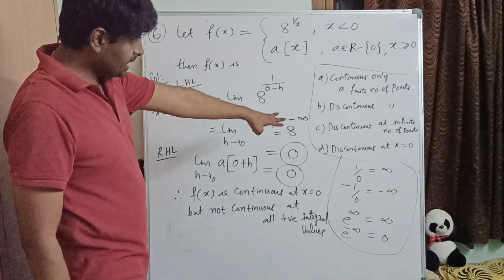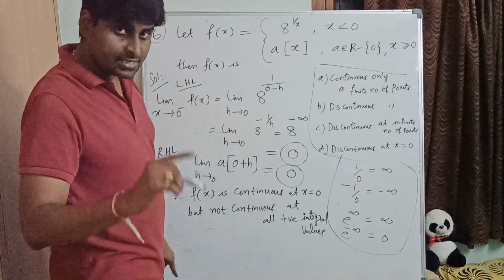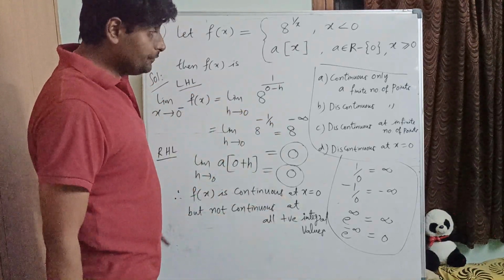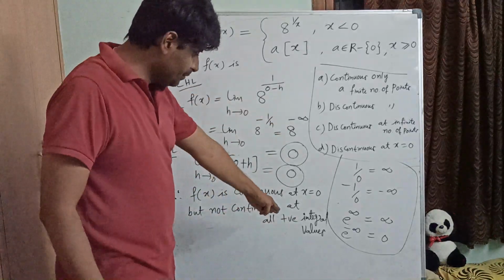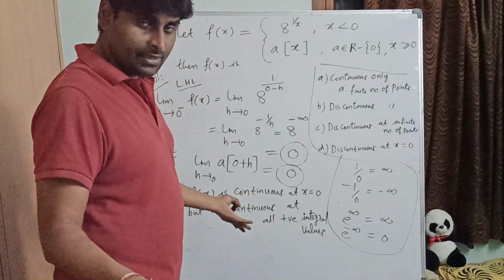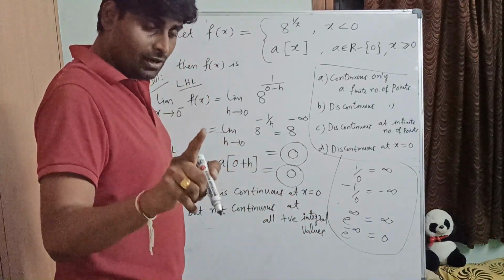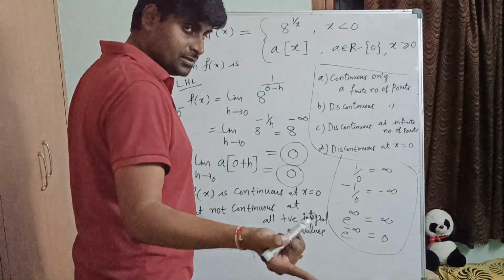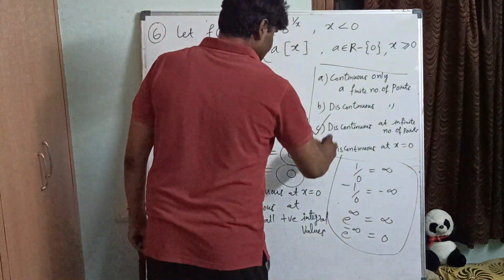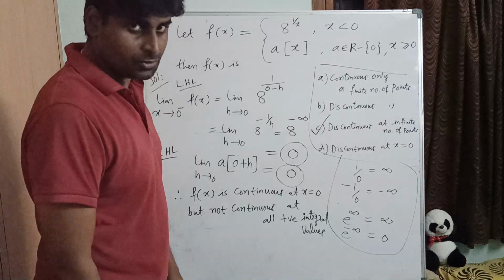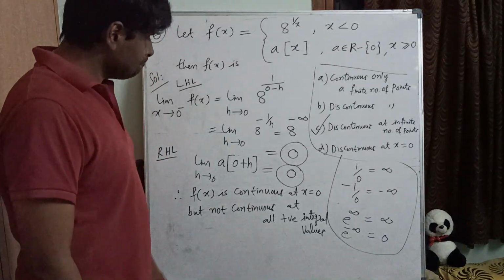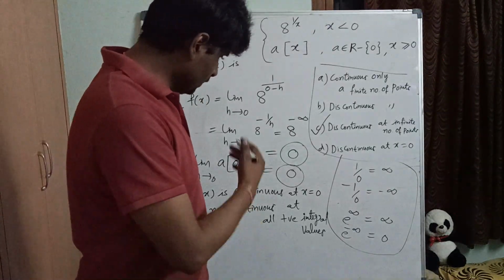So which of the following options is correct here? Option C: discontinuous at an infinite number of points, because the remaining positive values are infinite. It is continuous at x equals 0 only, but not for the remaining positive integral values. So for the remaining positive integral values, it is discontinuous. Hope you understood. Just make a note of that.